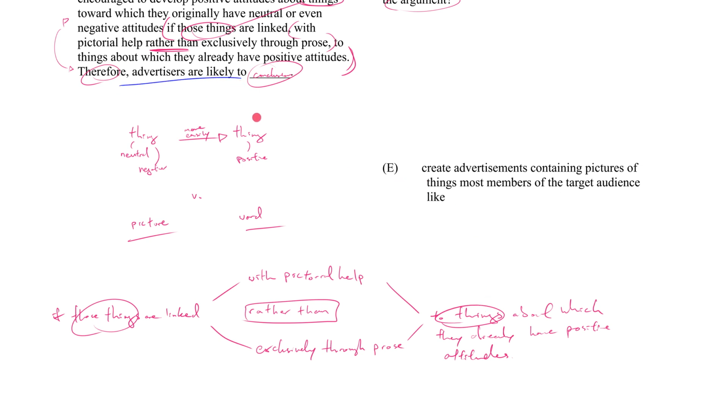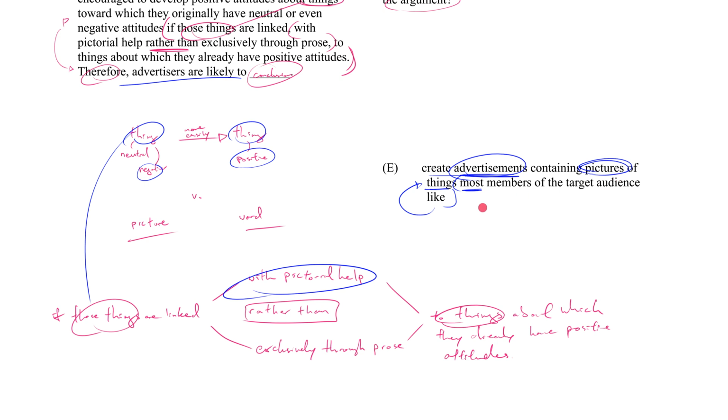E says advertisers are likely to create advertisements containing pictures of things. What things, right? Modified, right? Things that most members of the target audience already like, right? It's crucial that this word most is here because it makes sense. The whole point is you have a thing you're trying to sell. Well, you're going to create an advertisement of the thing, right? Because you want to change the consumer's attitude from negative or neutral over to positive. Right? That's what advertisements are for. And what advertisers learned about consumer psychology is that the way to do that is to link those things through pictures, right? Advertising through pictures to what? To some other things about which consumers already like.